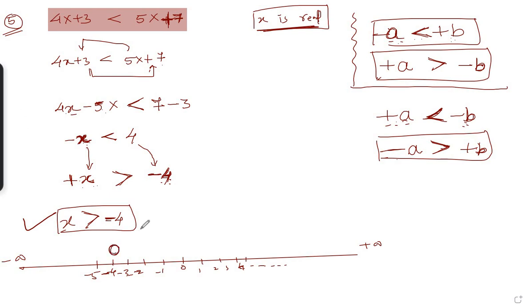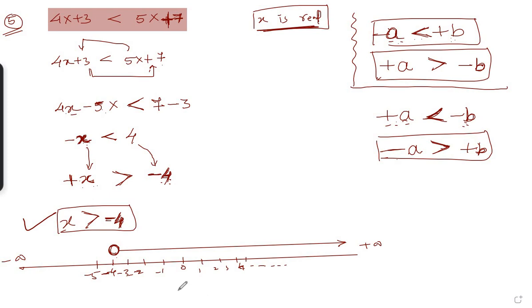And we need more than this. So we will put an arrow in this direction. More than. So this is the solution. Is it clear? Why are we using a hollow circle? Hollow circle when the 4 is not included. In that case, we use a hollow circle.